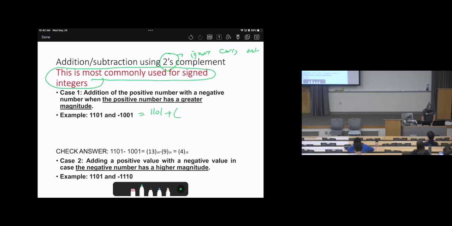So basically, it will be 1101 plus the complement. How to find the complement? Find the 1's complement first, then plus 1. 1 becomes 0, 0 becomes 1, 0 becomes 1, 1 becomes 0, plus 1. So it will be 1101 plus 0111. Do you agree with me in this? Okay, so let me write it like this.